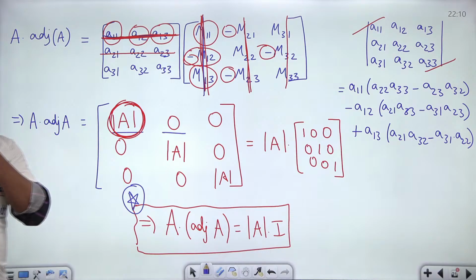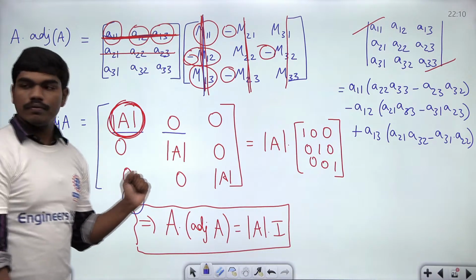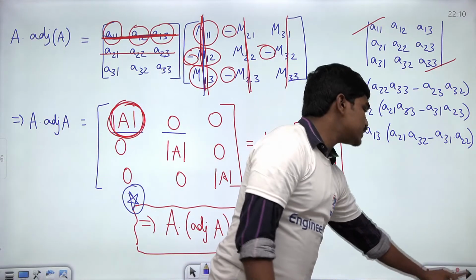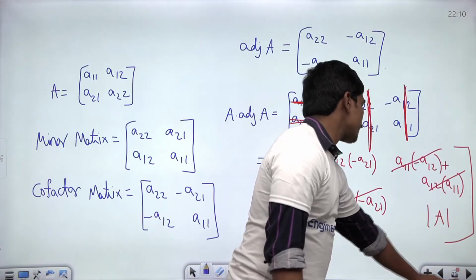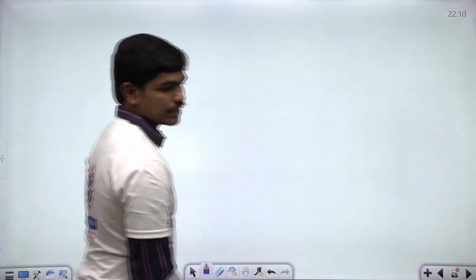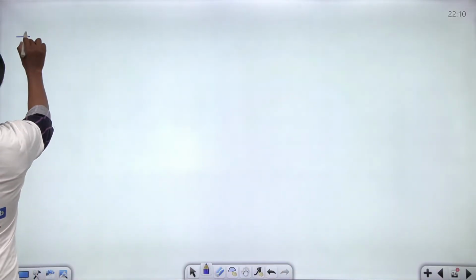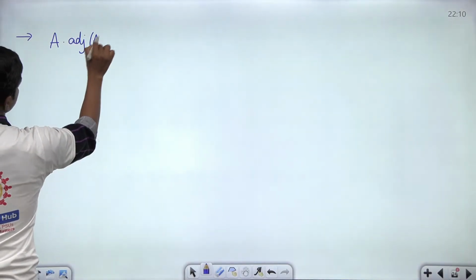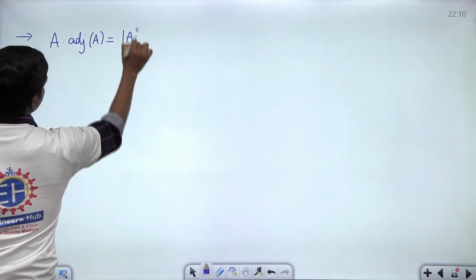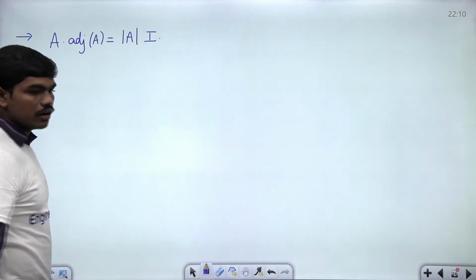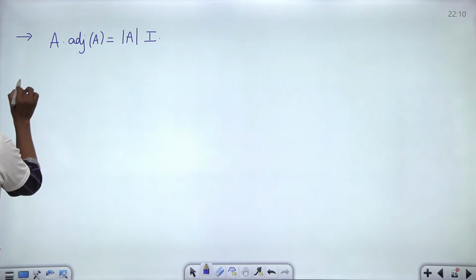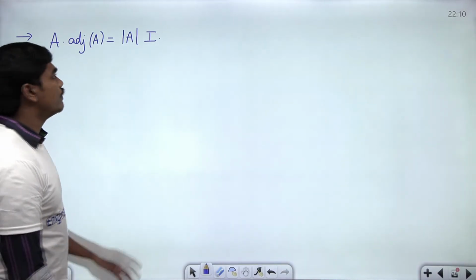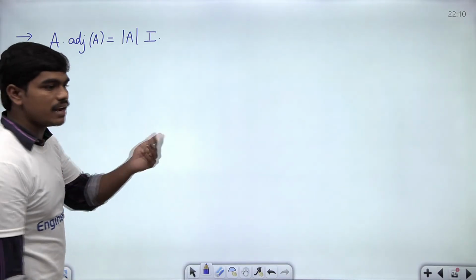This is what we feel from this particular thing. Okay. So if that's clear, I just gave you this. Next. So see here. One thing is very clear, A times adjoint A is equal to det A into I. Fine. Look carefully. Now, let us suppose A inverse exists for this matrix A.